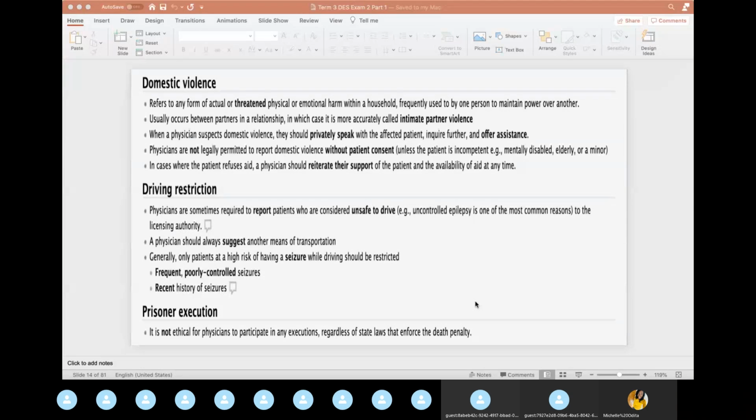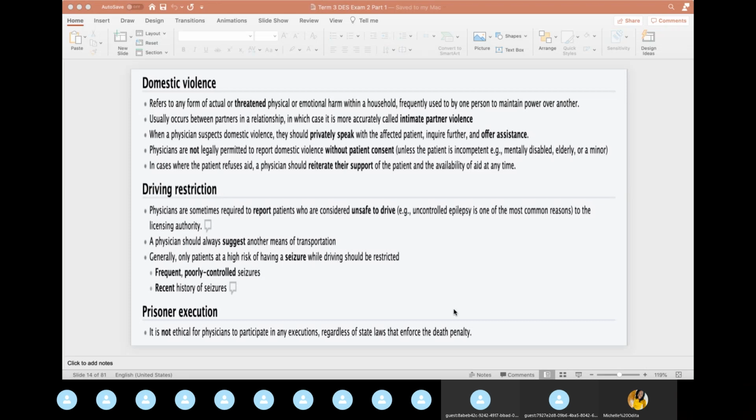What if we have a patient? Imagine you have a patient here and the patient has uncontrolled epilepsy. Can you report that patient to the DMV or to any licensing authority? Yes, you can report them. So you can report patients who are considered unsafe to drive to the licensing authority. You as a physician, you should suggest another means of transportation, okay? So those patients who are having frequently poorly controlled seizures, yes, you report them. Recent history of seizures, yes, you need to report them.